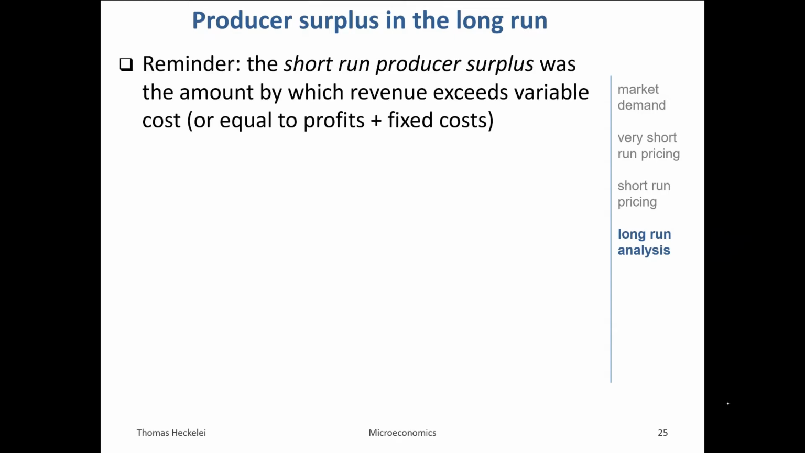If you remember, when we talk about profit maximization, we have come across the concept of producer surplus, but for the short run. It was the amount by which revenue is above variable cost, or speaking differently, the sum of profit and fixed cost. So it would be like this, where we have Q on the horizontal axis and P on the other axis.